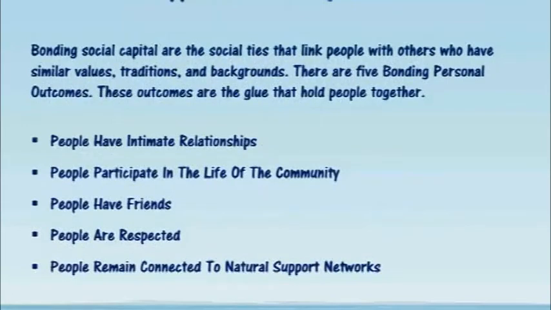Bonding social capital are the social ties that link people together with others who are primarily like them. And those personal outcome measures that come under the bonding social capital got 5. People have intimate relationships. People participate in the life of the community. People have friends. People are respected. And people remain connected with natural supports.